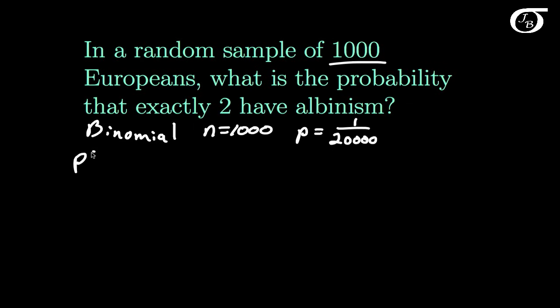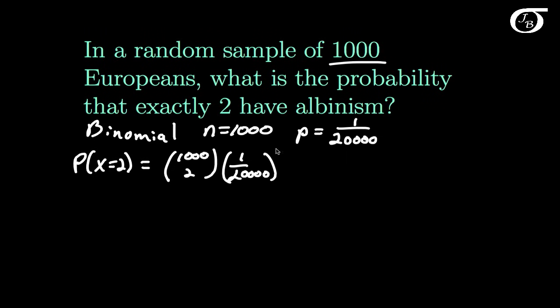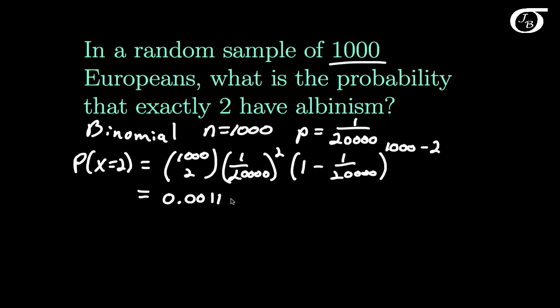And we are interested in the probability that x is equal to 2. And so we just use our binomial formula. N choose x, so 1,000 choose 2, times p to the x, 1 over 20,000 squared, times 1 minus p, 1 minus 1 over 20,000, to the n minus x, so 1,000 minus 2. And if you put that into your calculator, we get 0.001187965.